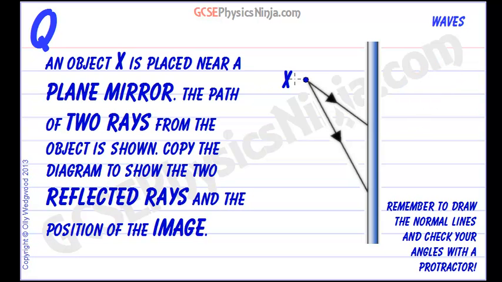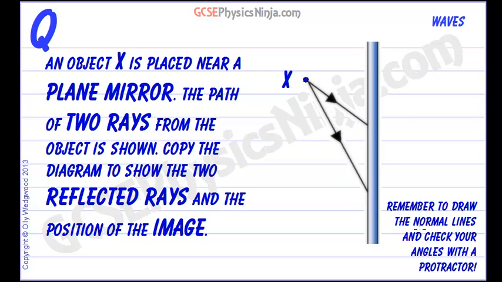Well, we need to consider an object. Let's take X as our object, a little dot here. And we're going to take two rays from that object. There are hundreds and thousands of millions of rays coming from this dot, but we're just going to take two rays which are at different angles. And they are going to reflect on the mirror surface there and there.